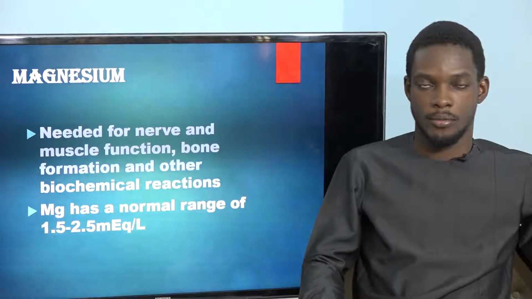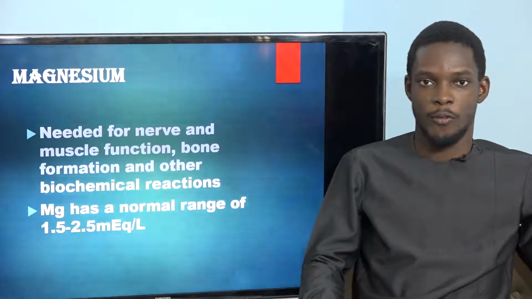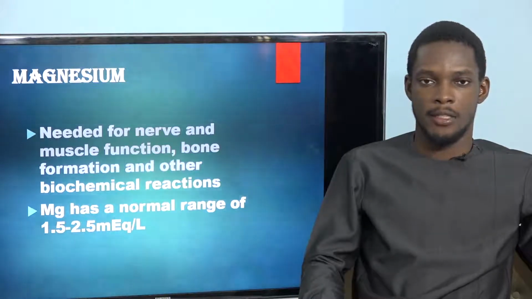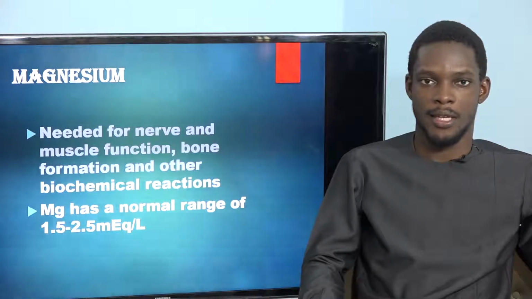Magnesium. Magnesium is relevant for nerve and muscle function, bone formation, and other biochemical reactions. Magnesium has a normal range in the body of 1.5 to 2.5 milliequivalents per liter.